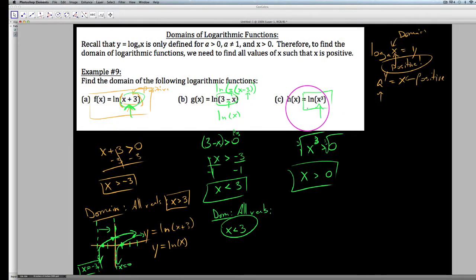So what's the moral of the story? If you want to find the domain of a logarithmic function without graphing it, just take the inside here, what you're taking the log of, set it greater than 0, and solve for x. That is your domain.